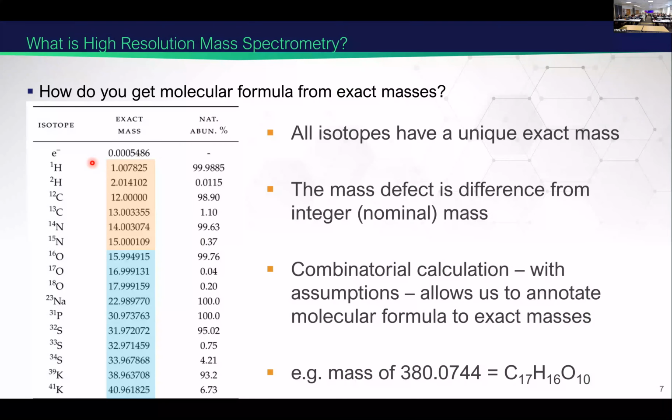You know, hydrogen-1 is 99.99% abundant, so we're probably going to factor that one in, but deuterium is only 0.11%, so we're probably not going to factor that in as much.